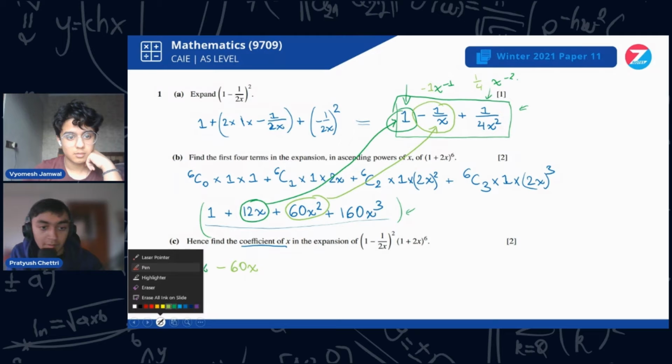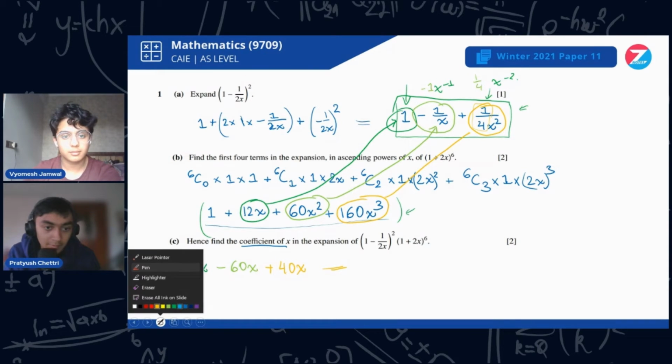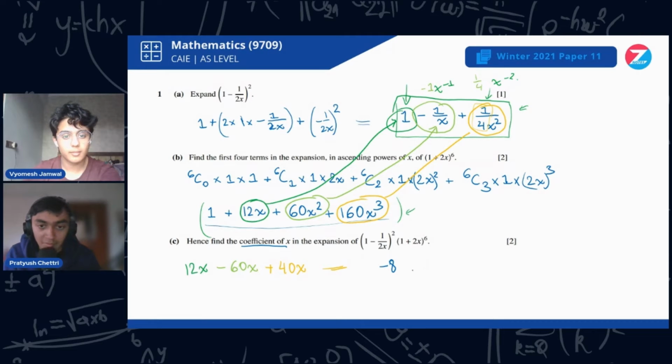And then I'm going to look at 160x power 3 times x power minus 2, which gives us x power 1. And the coefficient of x power minus 2 here is 1/4. So 1/4 times 160 is 40. And it's a positive sign, plus 40x. So when we total these together, 12 minus 60 plus 40, we end up with minus 8. So the answer is minus 8 is the coefficient of x. You can just give the answer as minus 8. You can give minus 8x. Doesn't matter.